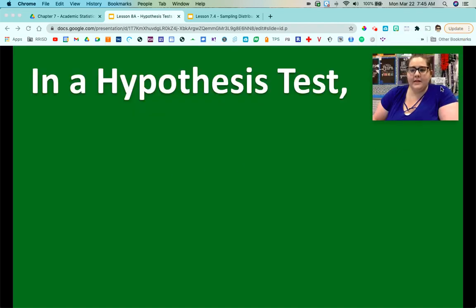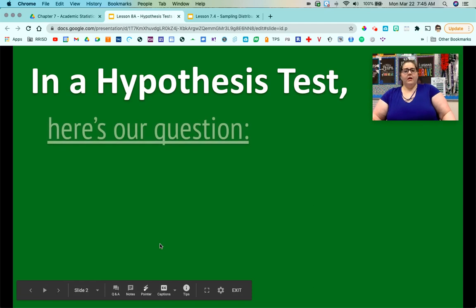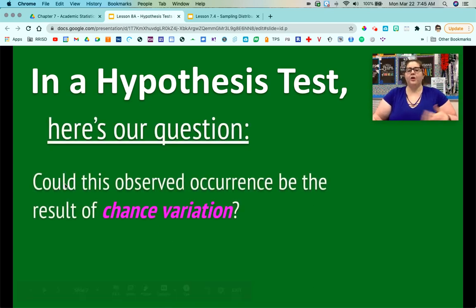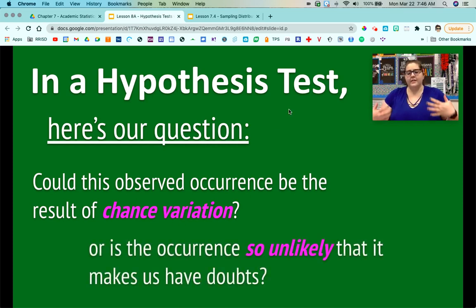So in a hypothesis test, we talked about this in class, or if you watched the in-class video. In a hypothesis test, our main goal is to determine: could this observed occurrence, this thing that we saw happen in our sample, be the result of chance variation? Meaning, that's just what happens when we take random samples. Sometimes they're a little bit off from what's true. Or is that occurrence so unlikely to happen that it makes us have doubts?